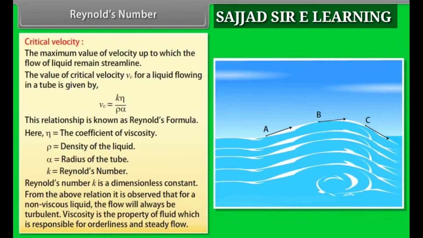From the above relation, it is observed that for a non-viscous liquid, the flow will always be turbulent. Viscosity is the property of fluid which is responsible for orderliness and steady flow.